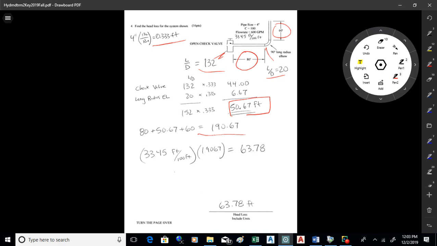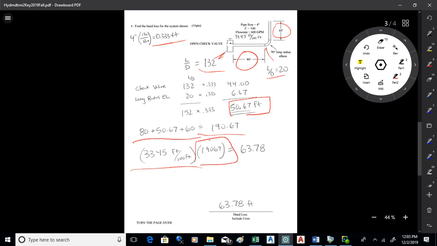So you multiply both of those L over D values by the pipe diameter, which is 0.333 feet. 4 inches is 0.333 feet. Add them up, so that gets you an extra 50.67 feet of pipe. Add all that up together, you get 190.67. Multiply it by the head loss, which is pretty high for that. It's 33.45 feet per 100. You get 63.78 feet of head loss for that one. All right. So that's how that works.